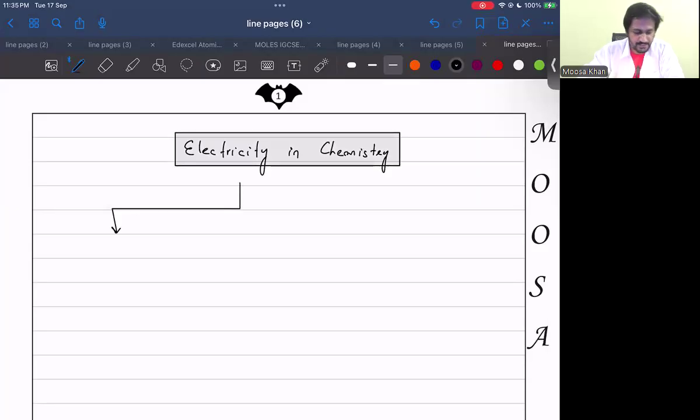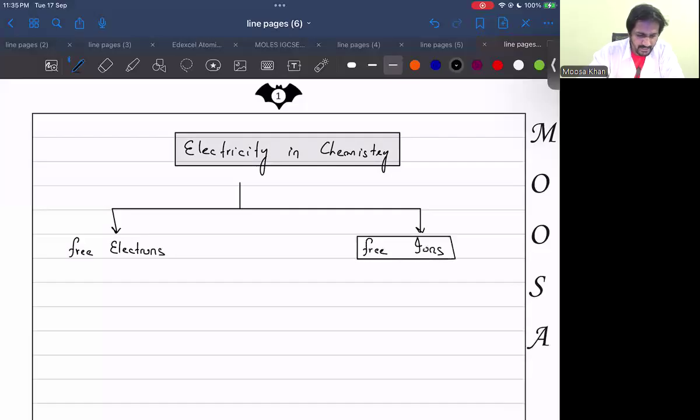Electricity is the flow of charges, and we can have two types of particles that are responsible for conducting electricity in any substance. It can be free electrons or free ions, right? Just free electrons or free ions. What are the substances that conduct electricity due to the presence of free electrons?